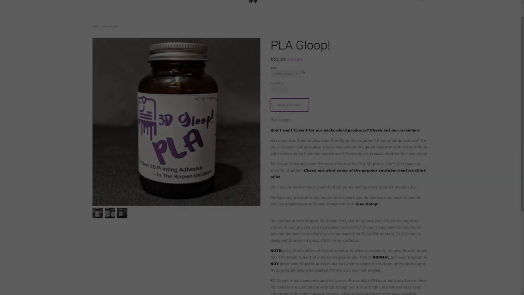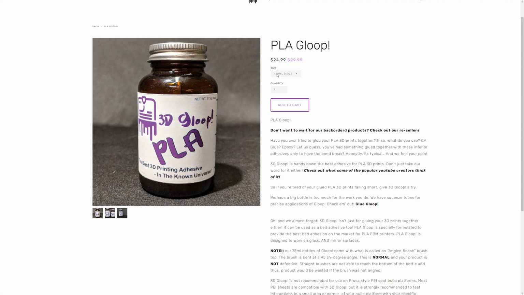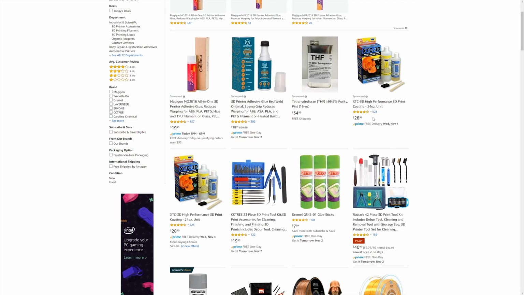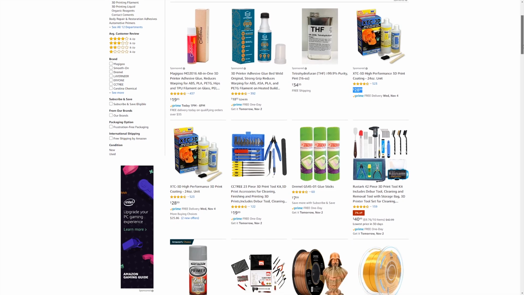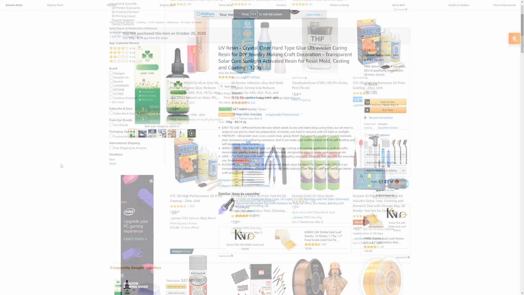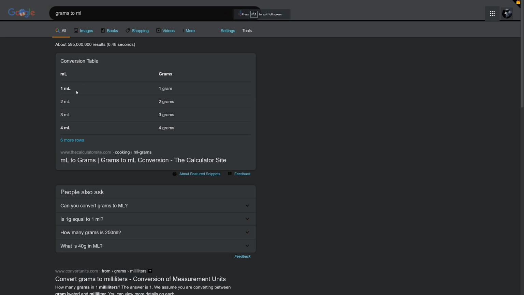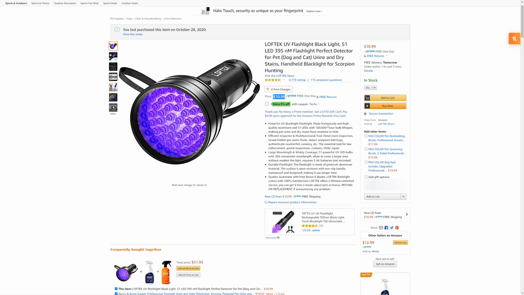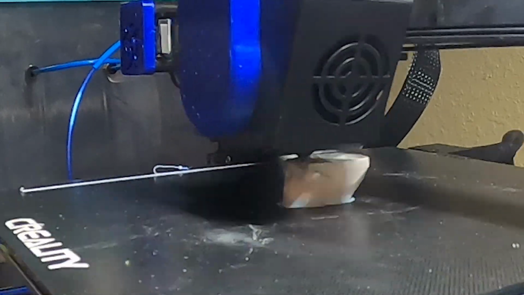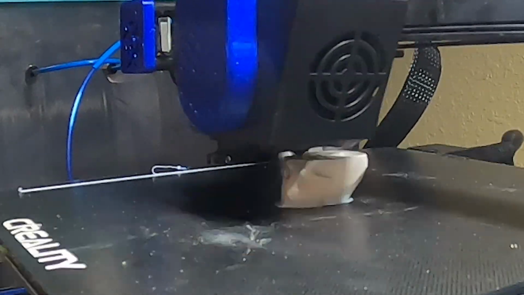If you look at the 3D gloop, it's on sale right now from $30 to $25 for 120 milliliters. And all I could find on Amazon specific for smoothing 3D prints was $29. This UV resin was only $19 for 120 grams, which converting grams to milliliters is 1-to-1, so 120 grams is 120 milliliters, same as the 3D gloop. Granted, I had to buy a UV flashlight, but that's a one-time buy, so I'm okay with that because I still got the flashlight and the resin for less than what the 3D gloop is when it's not on sale. Anyway, now that we have a price comparison down, let's jump right into the experiment and see how well this works, or if it even works at all.